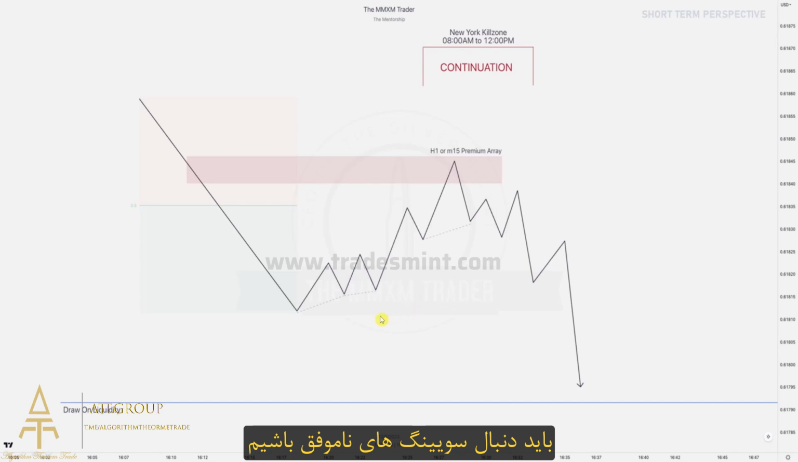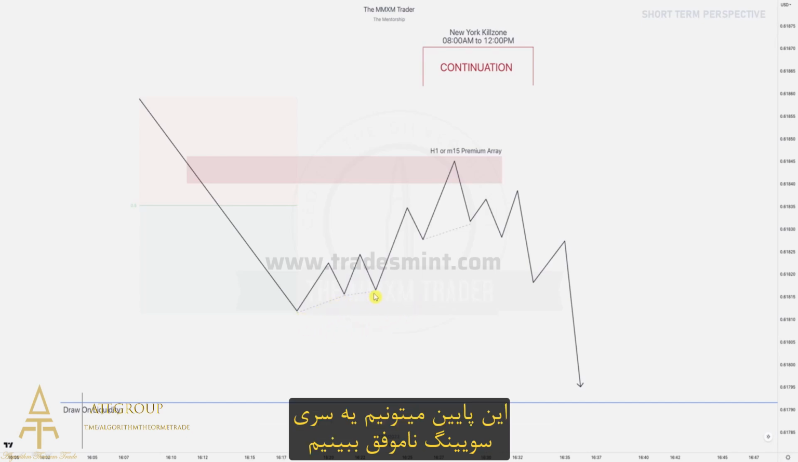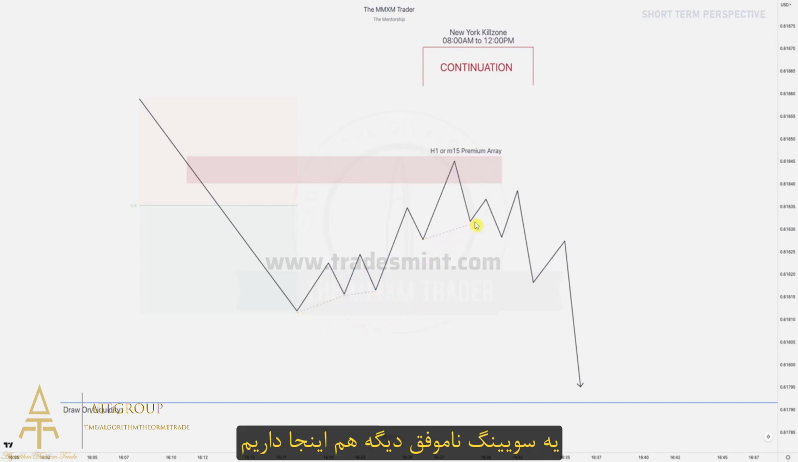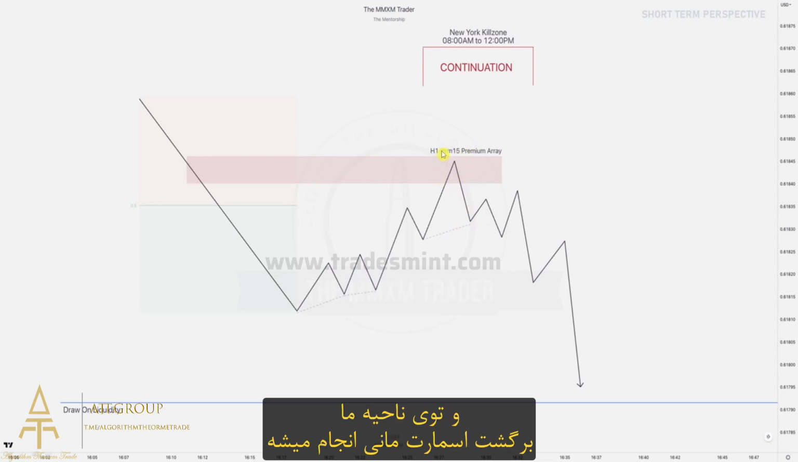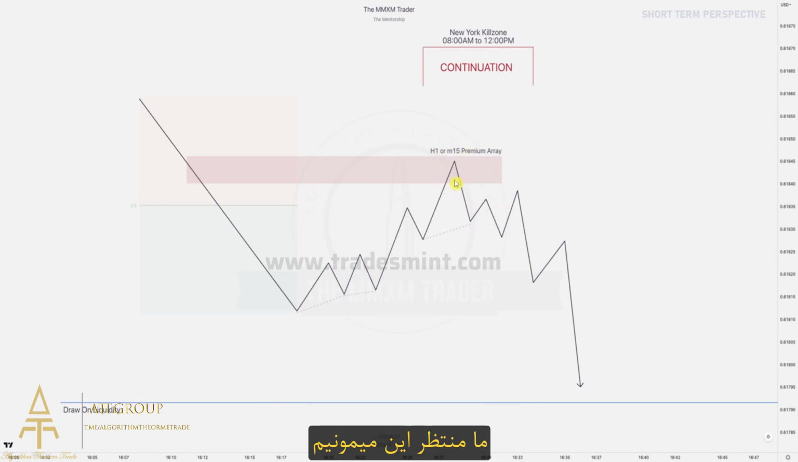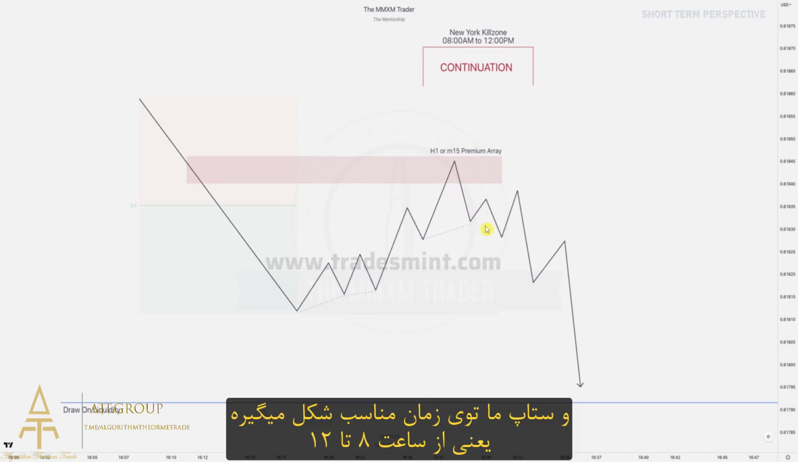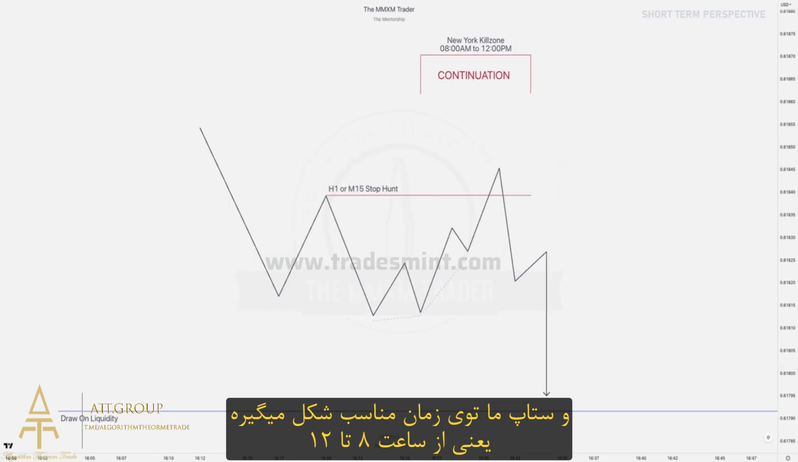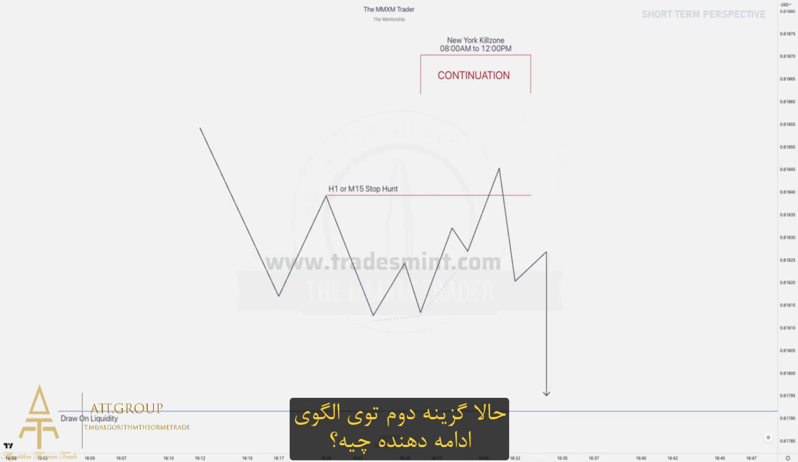We look for those failure swings, right? We can see those failure swings down here, another failure swing down here, and then that smart money reversal happening in our POI. That's what we wait for, and then the setup will form in our sweet spot from 8 a.m. to 12 p.m.